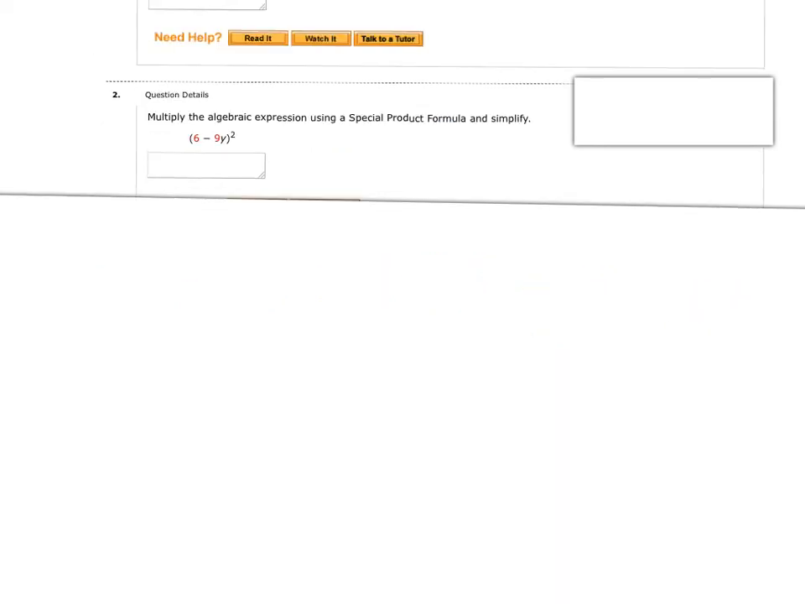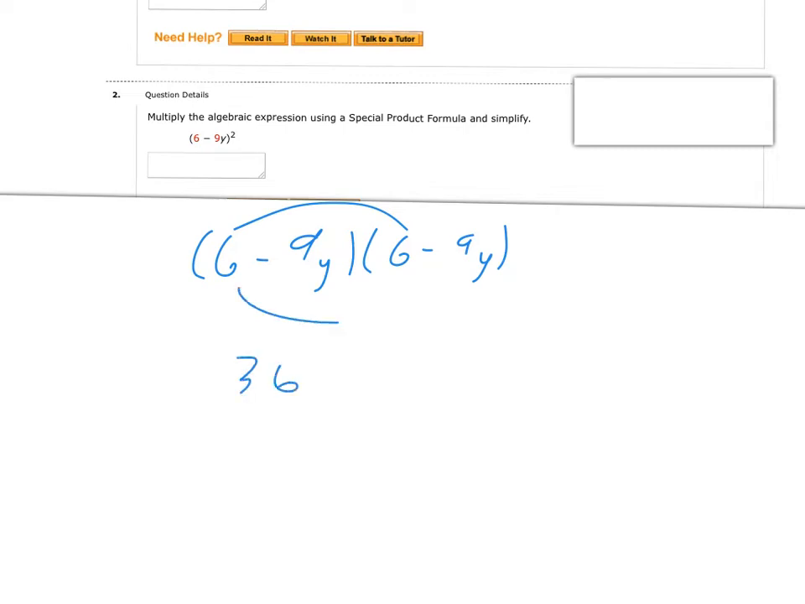All right, next two here is a binomial squared. So for these ones, because there's adding or subtracting in there, we're not allowed to just send the squared in there. We have to write it twice. Then we have to FOIL it. So I got 36, and then I have negative 54y, and then negative 54y, and then positive 81y squared.